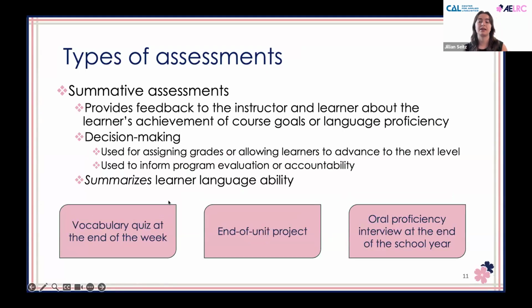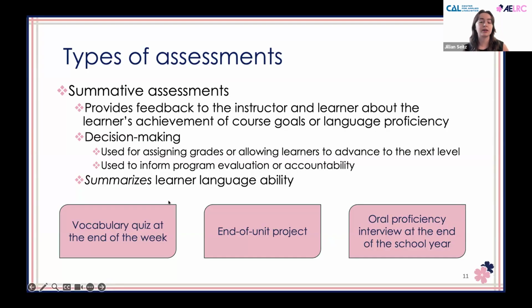Another type of assessment is referred to as summative assessment. Summative assessment is frequently what we think of first when we hear the term assessment. Summative assessments provide feedback to the instructor and the learner about the learner's achievement. This could be the achievement of a specific course goal or achievement of specific language proficiency gains.